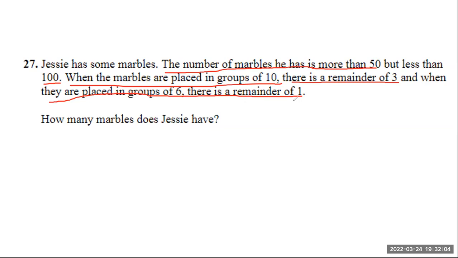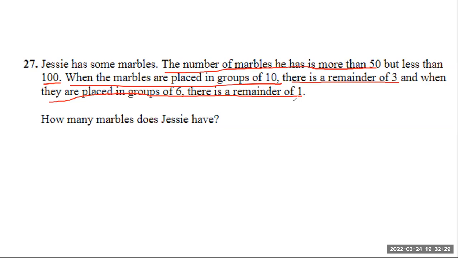Right? So this is how you'd have approached this question. Anytime you see a long worded problem like this, try to go line by line and pull out the information, underline it, and try to make sense of it. So that is what we'd have done here. The first statement: the marbles are more than 50 but less than 100. That is the statement here. The second statement: they are placed in groups of 10, and there's a remainder of 3.